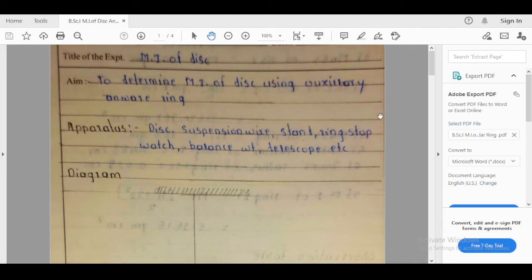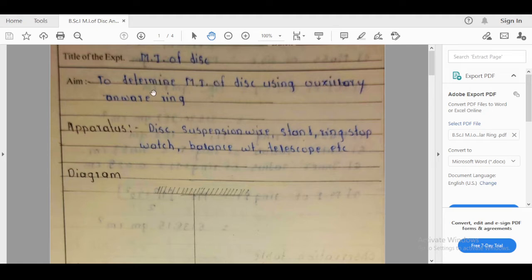There are two groups of practicals. One is Lab A, mechanics, and another is Lab B, electricity and magnetism. From the first group, I am starting one practical now, that is the moment of inertia of a disk. For this practical, the aim is to determine the moment of inertia of a disk using an auxiliary annular ring.